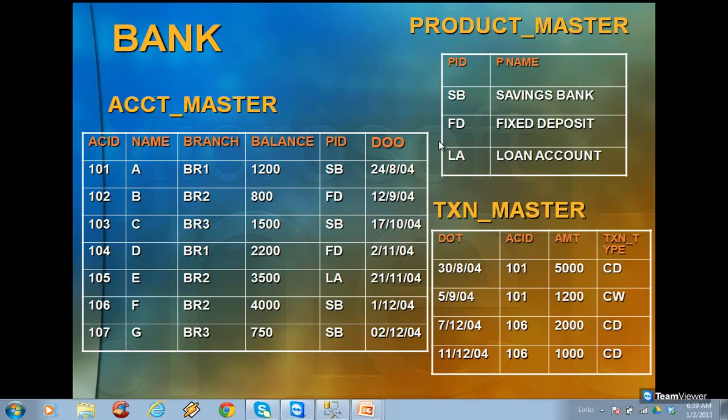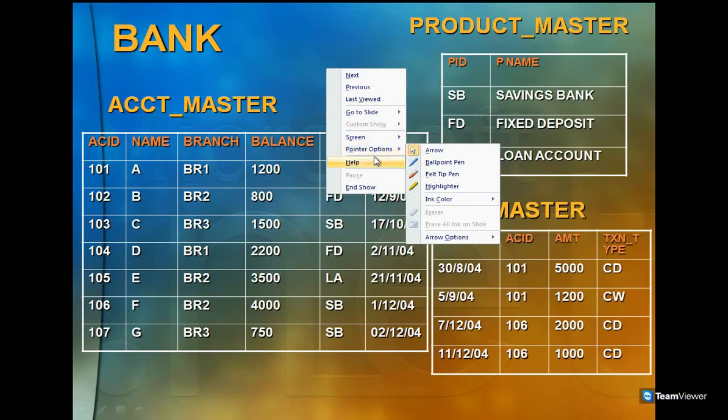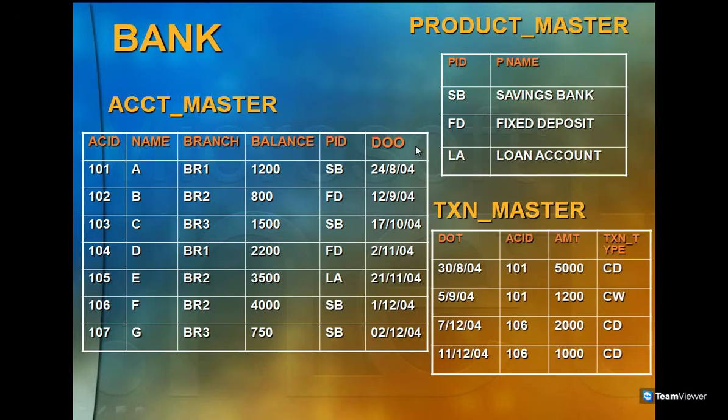Now, the product ID is a primary key in the product master table. The same product ID is linked over here as a foreign key. So we are talking about the relationships between these two tables. This is the primary key, and the primary key is linked as a foreign key here. Try to understand, this is the foreign key.